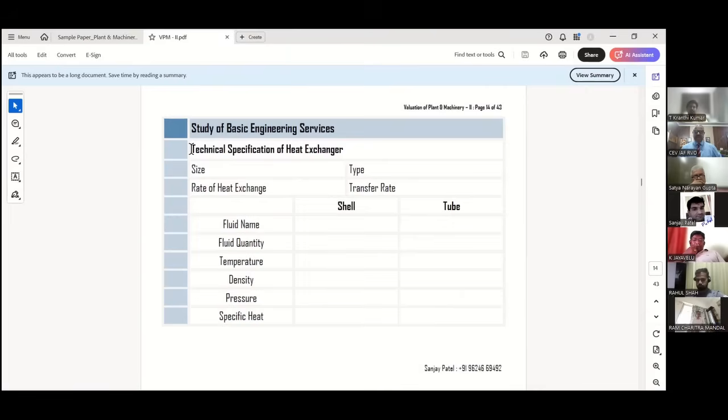So the technical specifications that we have to collect for a heat exchanger may be size, type, rate of heat exchanger, rate of heat transfer, fluid name, which fluid is used, fluid quantity, temperature, density, pressure, specific heat rate. Okay.